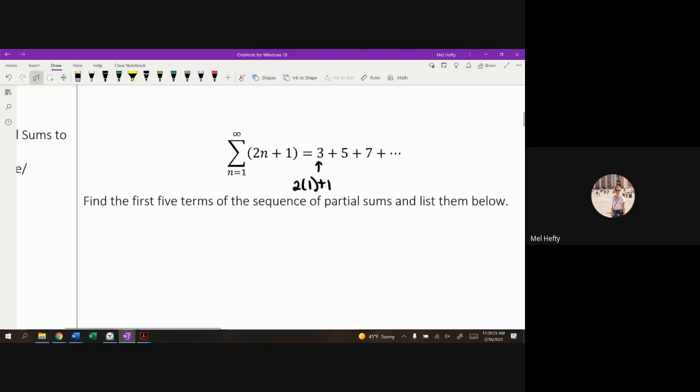Oh, you put one in first. Mm-hmm. So first term, second term, third term. This is always where we start. You're good. Oh, I'm glad you think so.